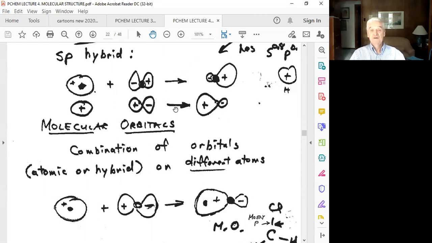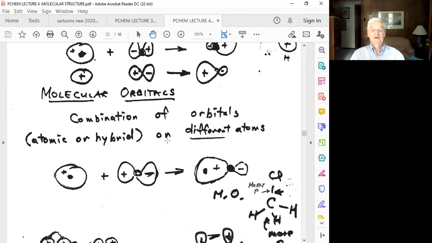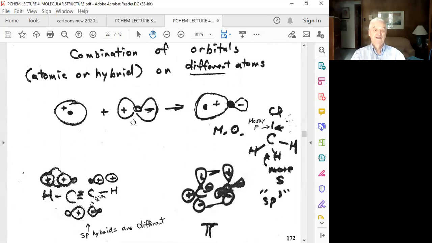Okay, so hybrids are artificial creations. Molecular orbitals are real orbitals that are created by combinations of atomic orbitals. We say these are LCAO, linear combination of atomic orbitals. And so in the lithium hydride case, we could have this either be a p orbital or kind of like an sp hybrid bonded to hydrogen. And then this would be our molecular orbital where the electrons go.